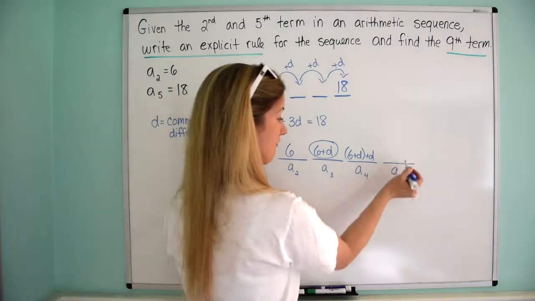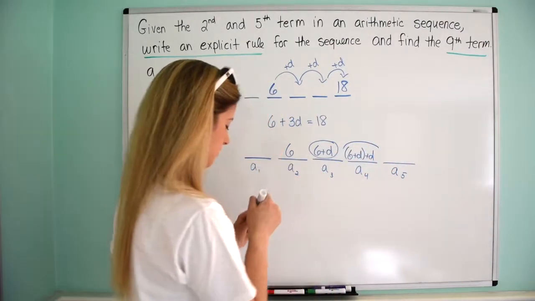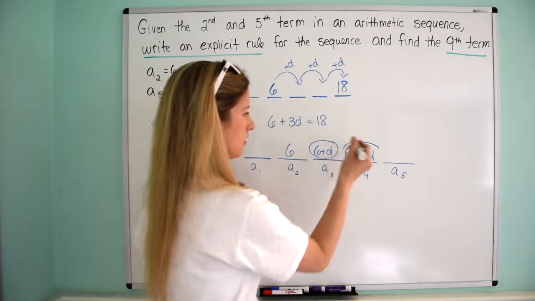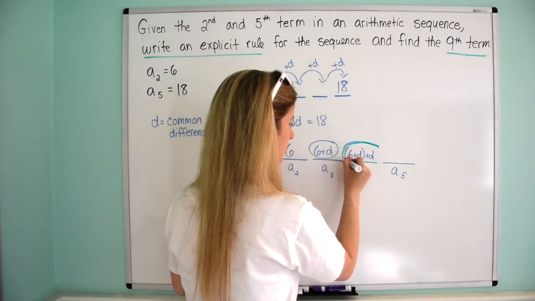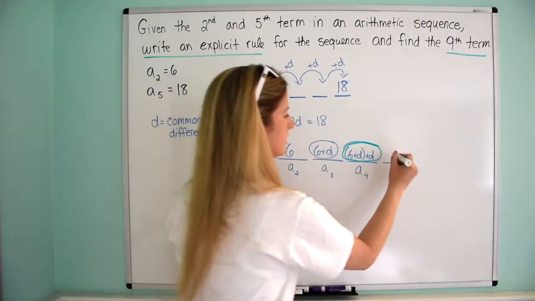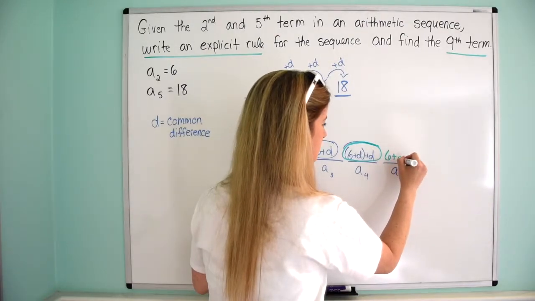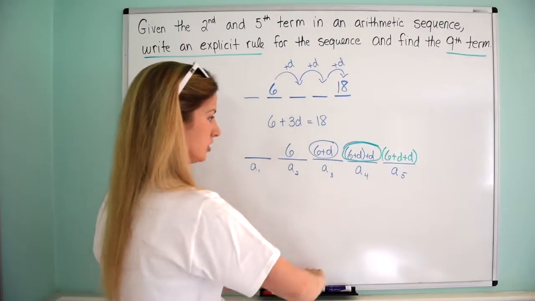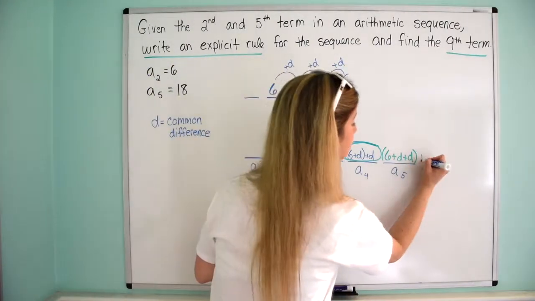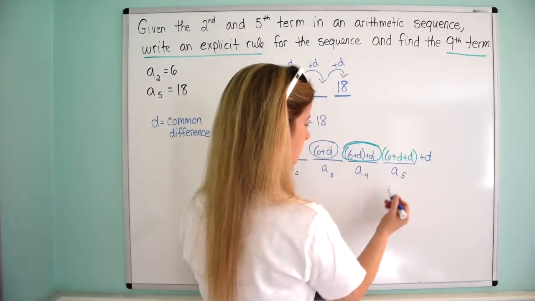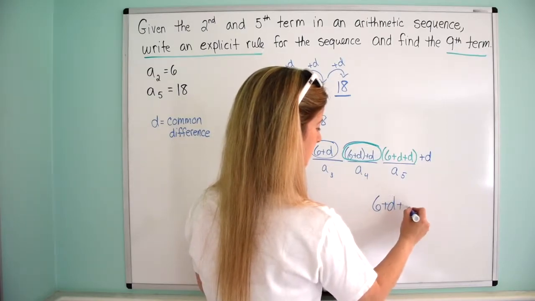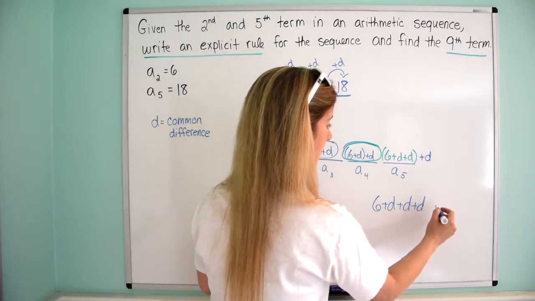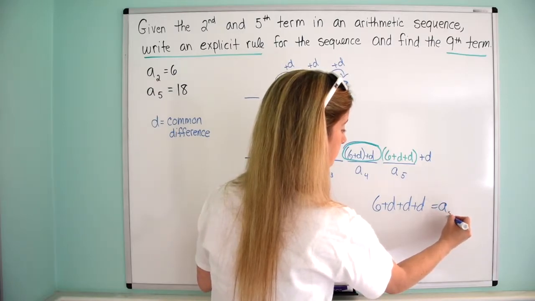And then the fifth term is going to be, I'll even use a different color, the fourth term, which is 6 plus d plus d, and then we are going to add d again. So in this case, we have 6 plus d plus d plus d, and that's going to equal the fifth term.